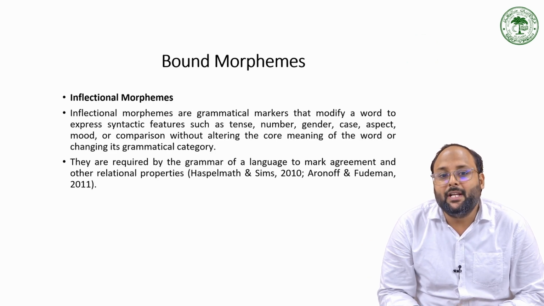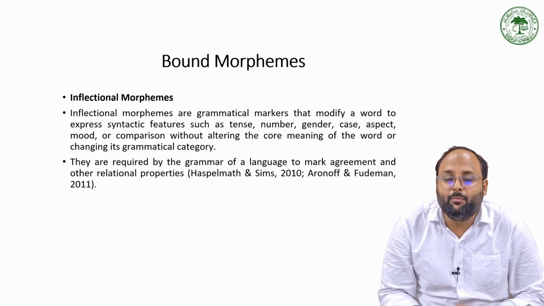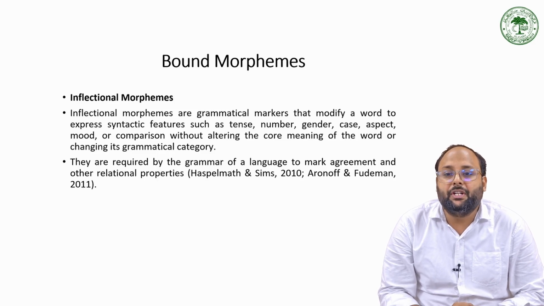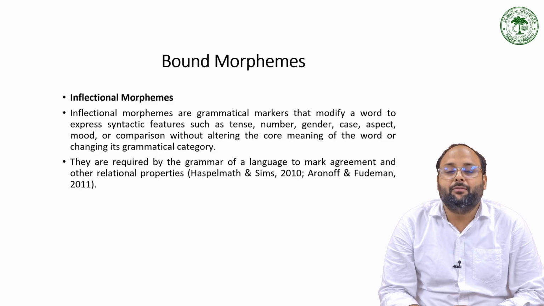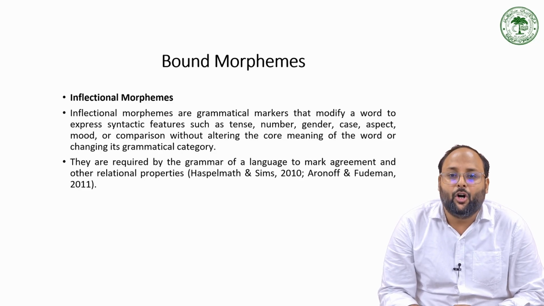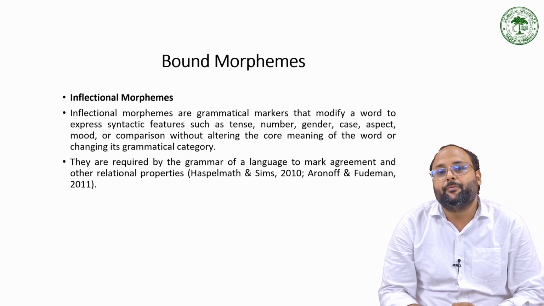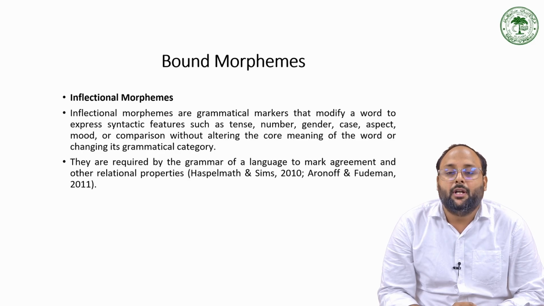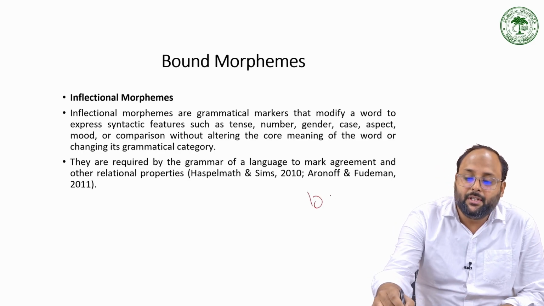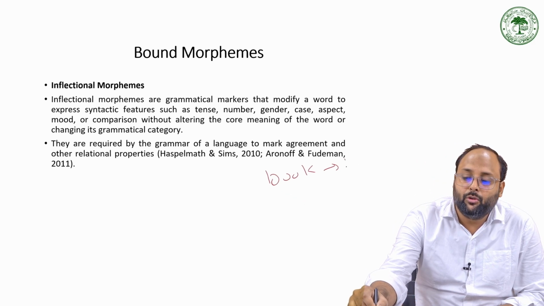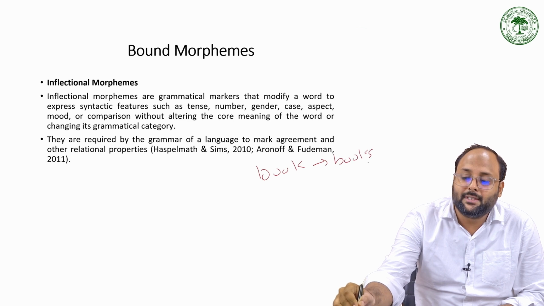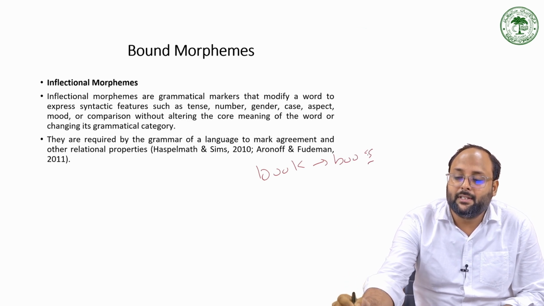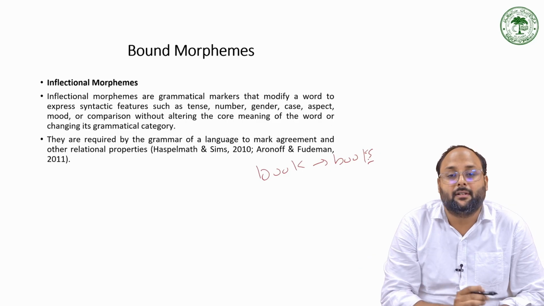So the first one is the inflectional morpheme. So an inflectional morpheme does not create new words. It does not give a new meaning, but it does change something in the grammar, some grammatical feature of the language. For example, we have the noun book. So book can be changed into books. So the s is the inflectional suffix here.